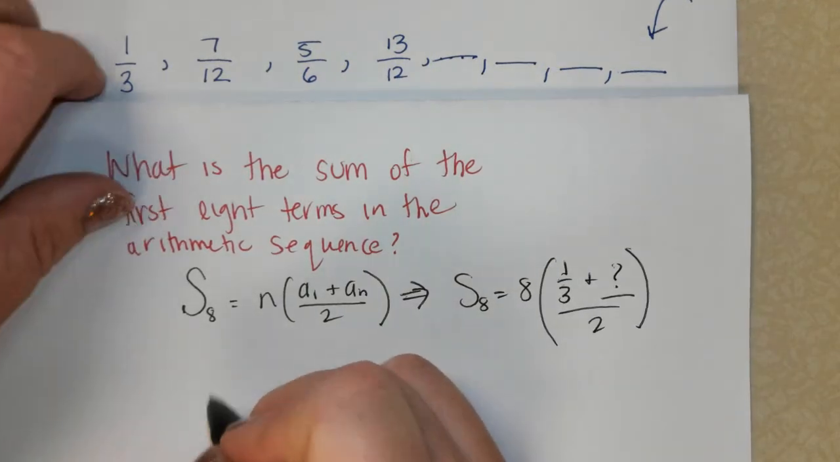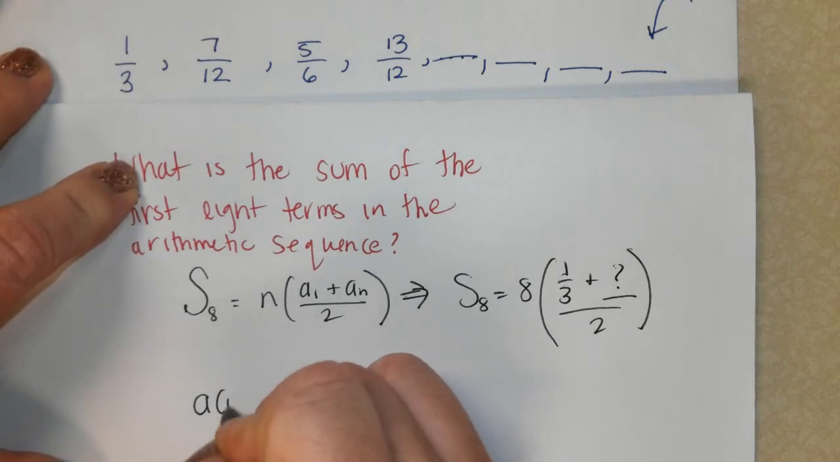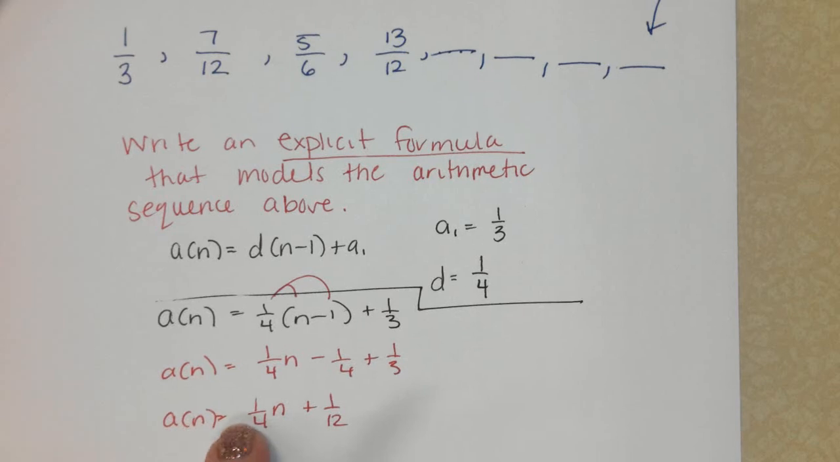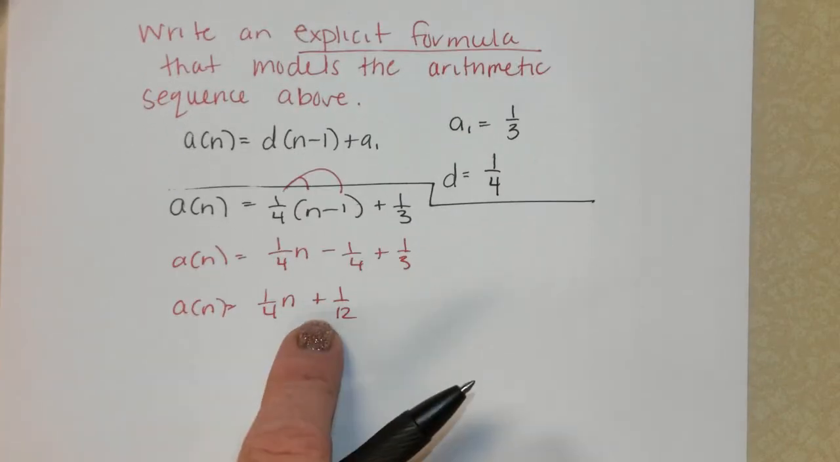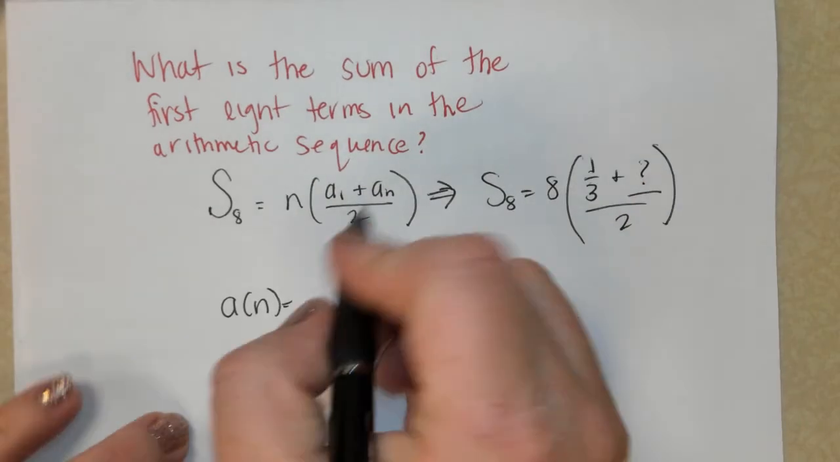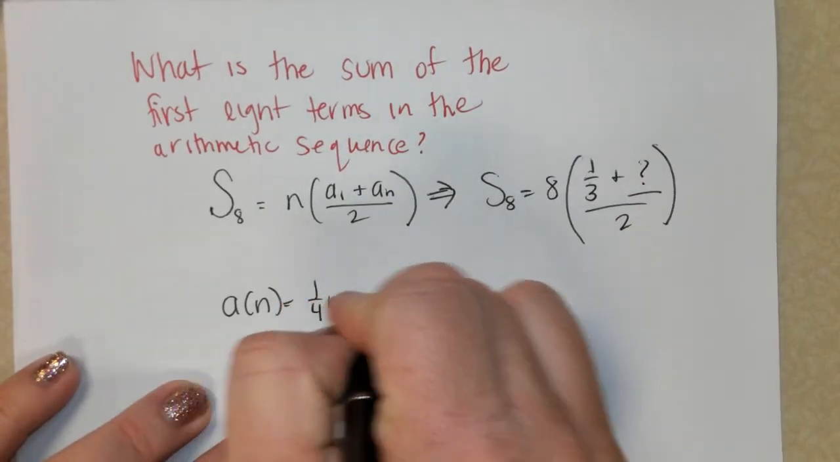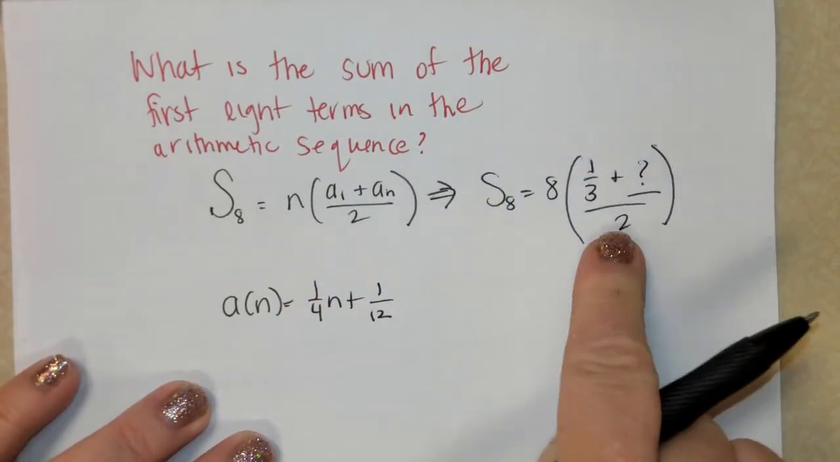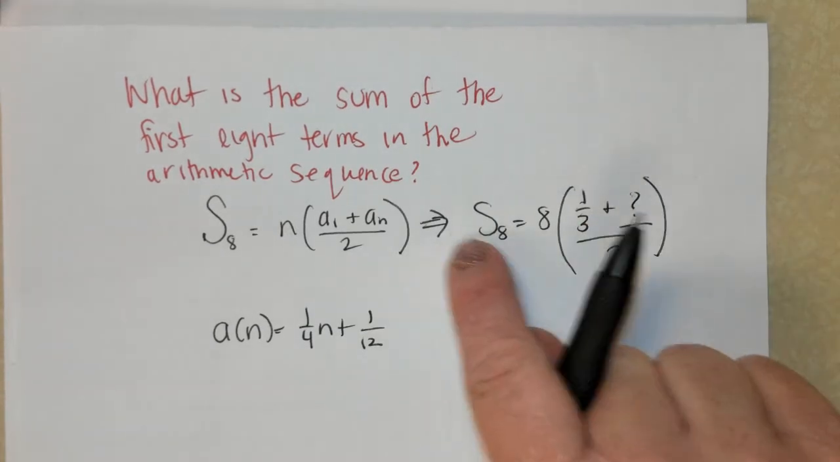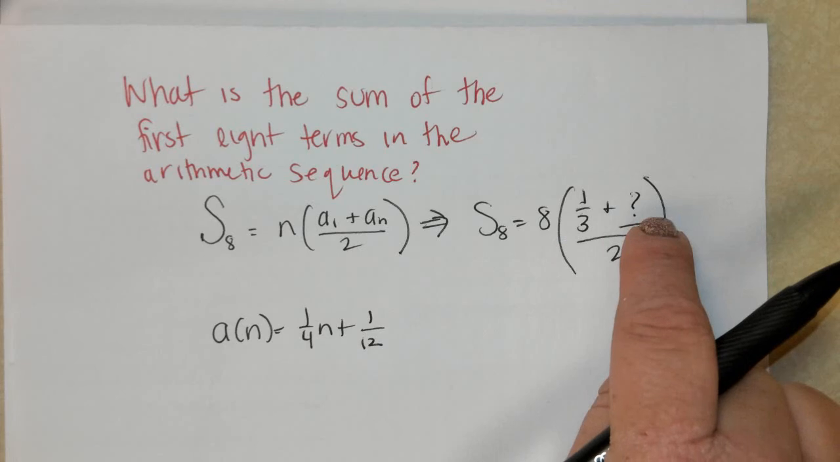So if we look back here at the explicit formula, we had a of n equals, and I can look right here. This is my explicit formula. It was 1/4 n plus 1/12. In order to add up the first 8, I need to know what is the first term and the last term that I'm trying to add to. So first term and 8th term.